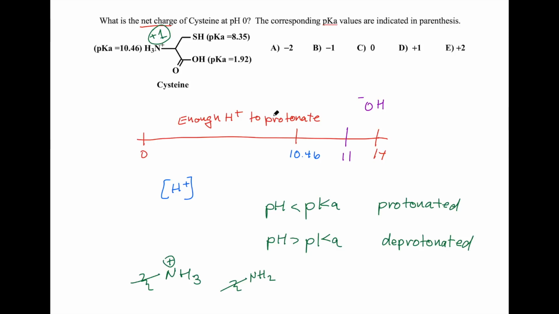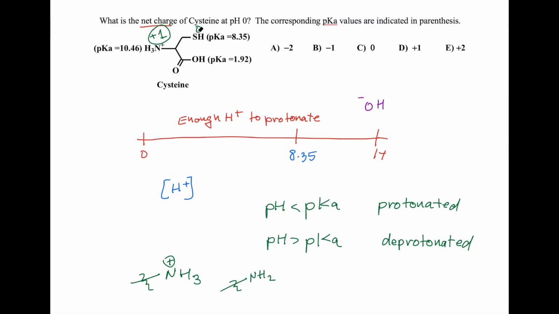We have a pKa of 10.35. So let's get rid of this stuff. So now we have a pKa of 8.35. So the pKa of 8.35 and a pH of 0, the pH is less than the pKa, therefore this group is protonated because there's more H plus relative to OH minus in solution. So this is +1 as well. But is it really +1? That's the question you have to ask yourself. Is this going to get protonated again? And like I just said, it's not.